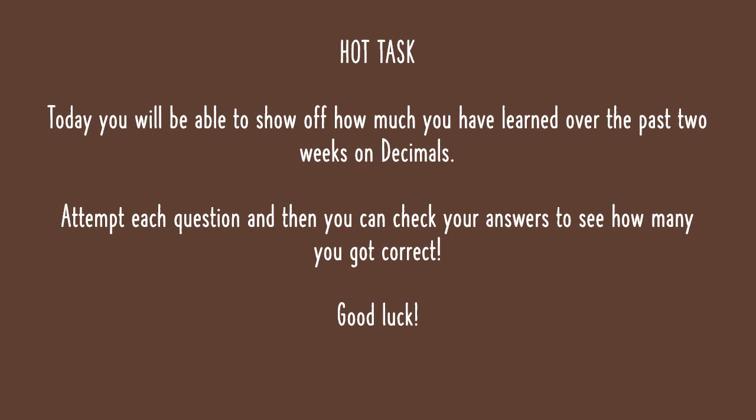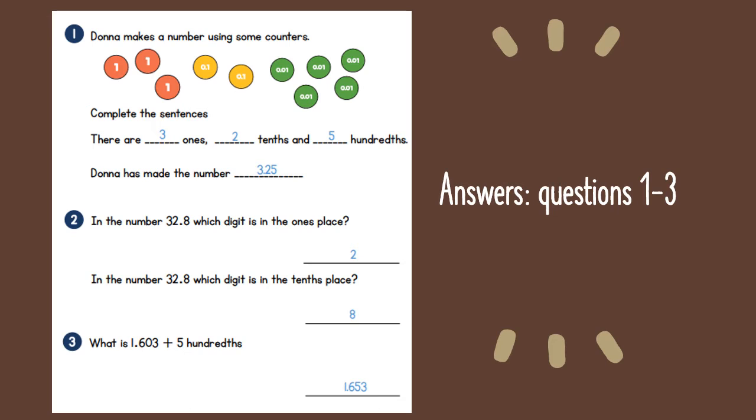Good luck. So here are your answers to questions 1 to 3. Number 1, Donna makes a number using some counters. You can see that she has got 3 ones, 2 lots of tenth counters and 5 lots of hundredth counters. So it's about filling in those gaps there, and the decimal is 3.25.